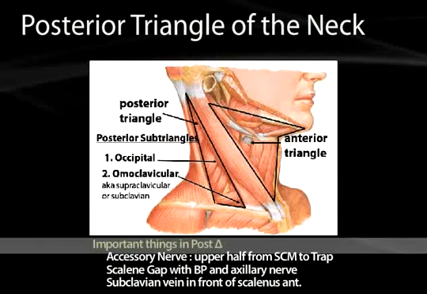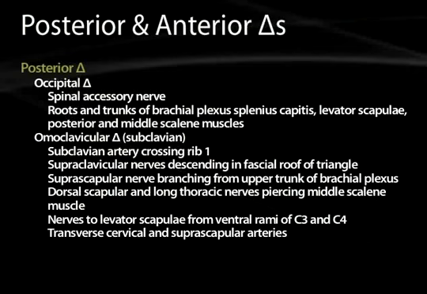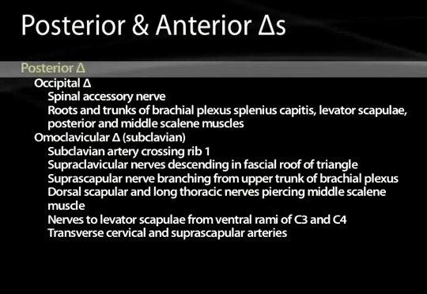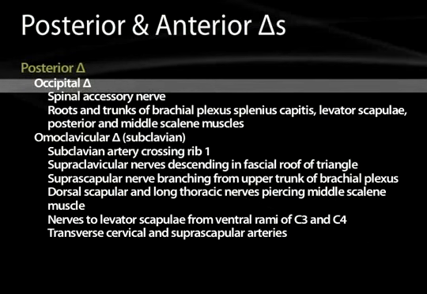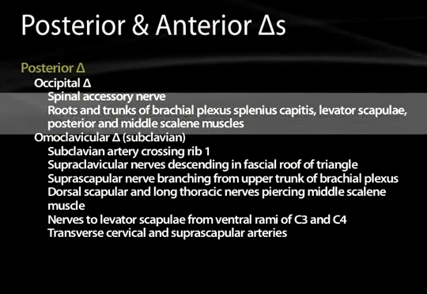In this image of the triangles of the neck, you can see the 2 triangles divided up with an anterior triangle and a posterior triangle, and it talks about the different subtriangles of each of those areas. Here, there's a summary of what is in each of those triangles. In the occipital triangle, you're interested in the spinal accessory nerve and the roots and trunks of the brachial plexus, and that will be coming out of the scalene gap.